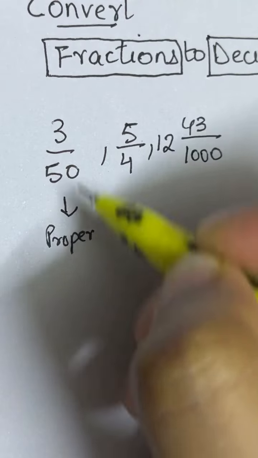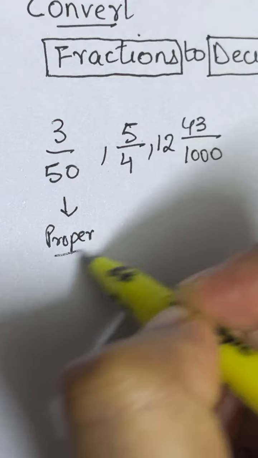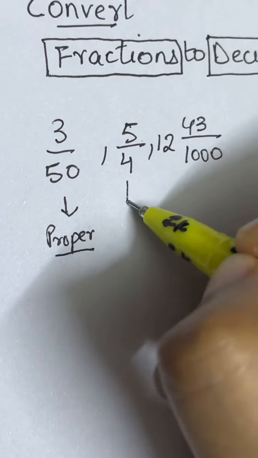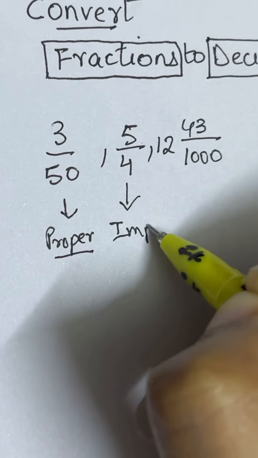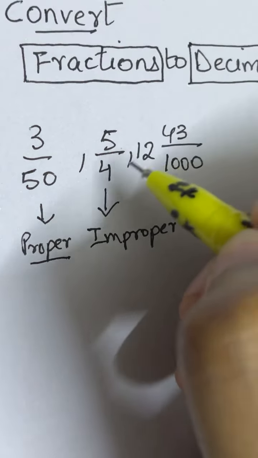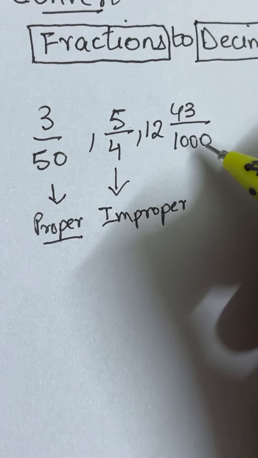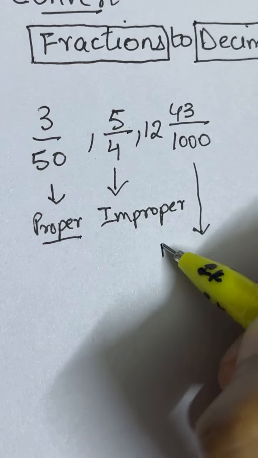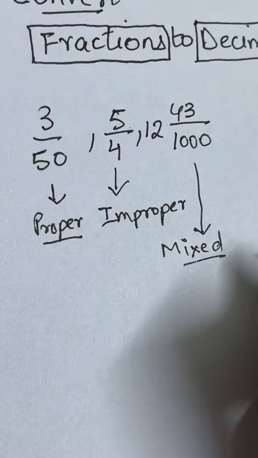Okay, first thing, this fraction is called a proper fraction, where the numerator is less than the denominator. Where your numerator is more than the denominator, it is an improper fraction. And when you have a combination of a whole number and a fraction, it is called a mixed fraction or a mixed number. You can call it either.